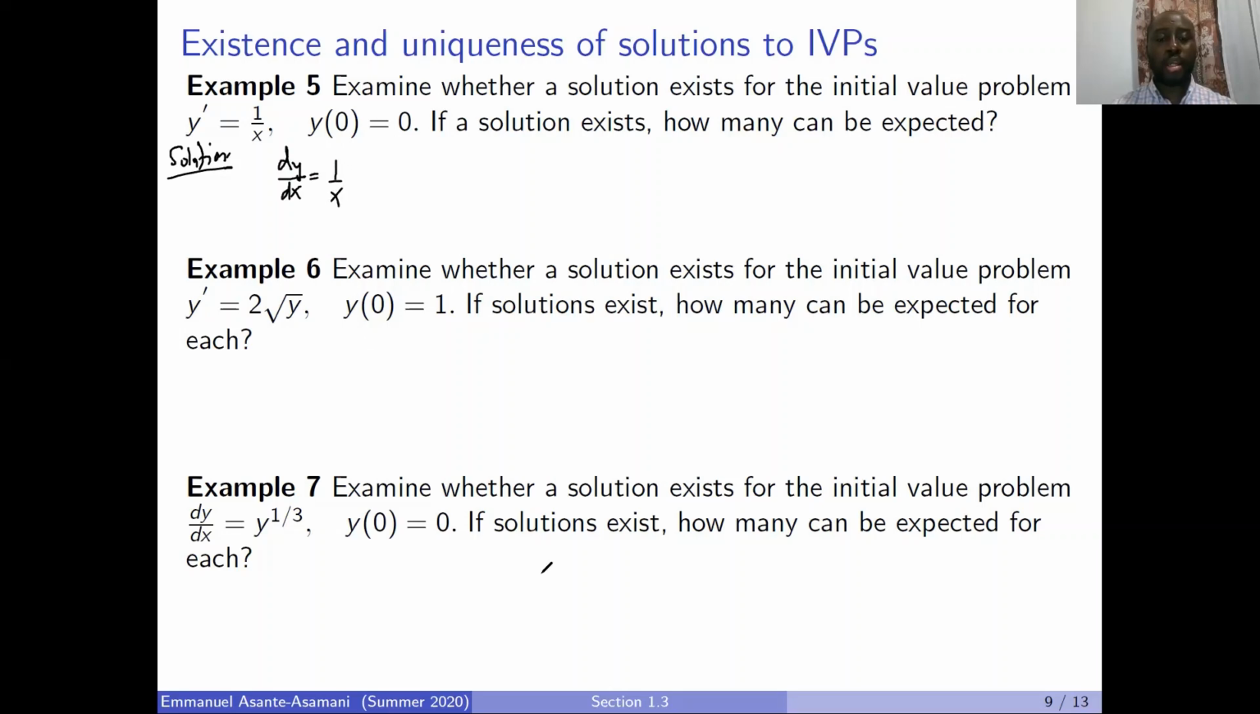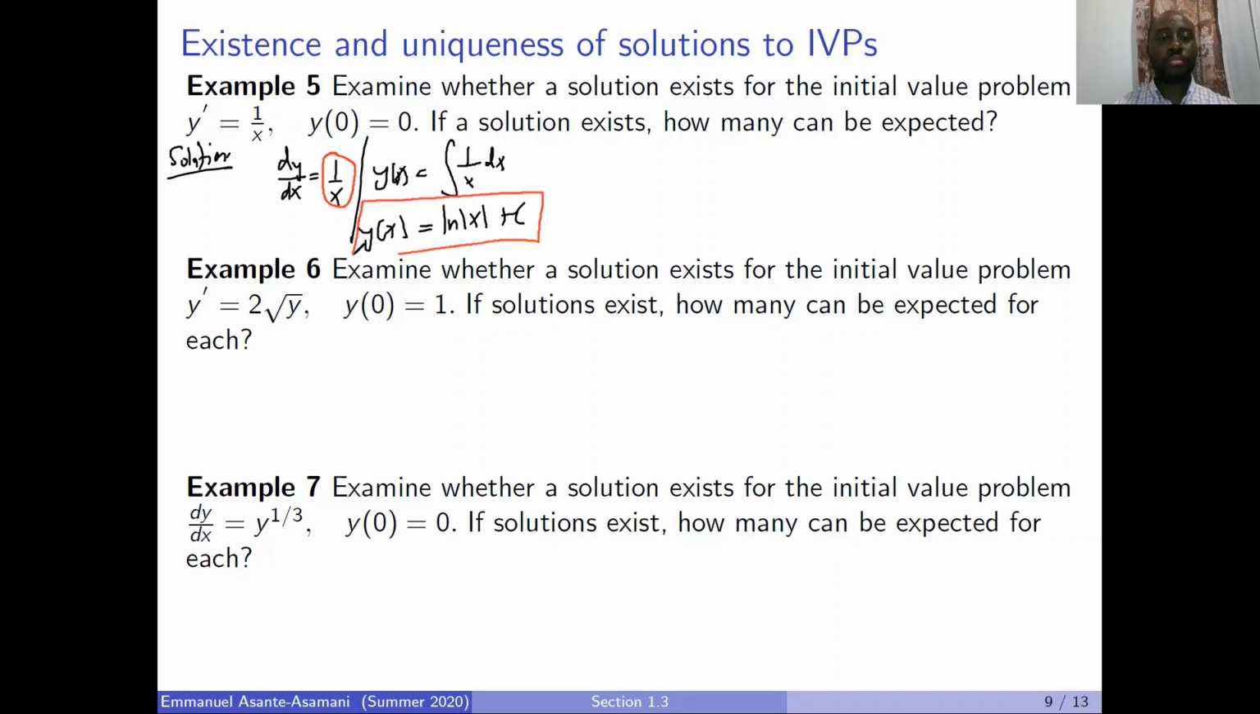Now, because my right-hand side is only a function of x, I know that I can solve this by direct integration. Right? And so my y of x is the antiderivative of 1 over x dx, which is the natural log of the absolute value of x plus c. So this is my general solution.